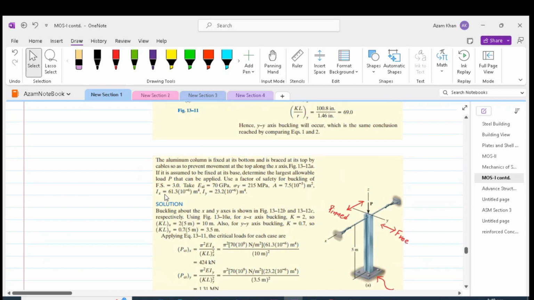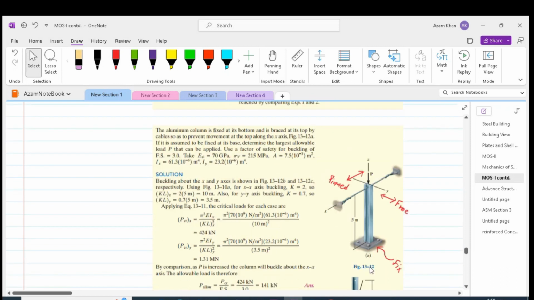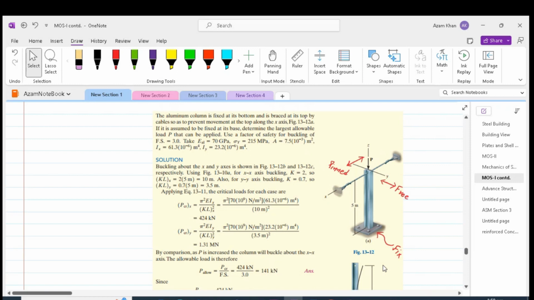Now, in this another question, we are given an aluminium column that is fixed at the bottom and braced at its top by cables so as to prevent movement at the top along the x-axis. About the minor axis, it is pinned, and about the major axis, it's free. So free at the top and fixed at the bottom in the case of major axis buckling, and in case of minor axis, it is pinned at the top and fixed at the bottom. So those are the end conditions.